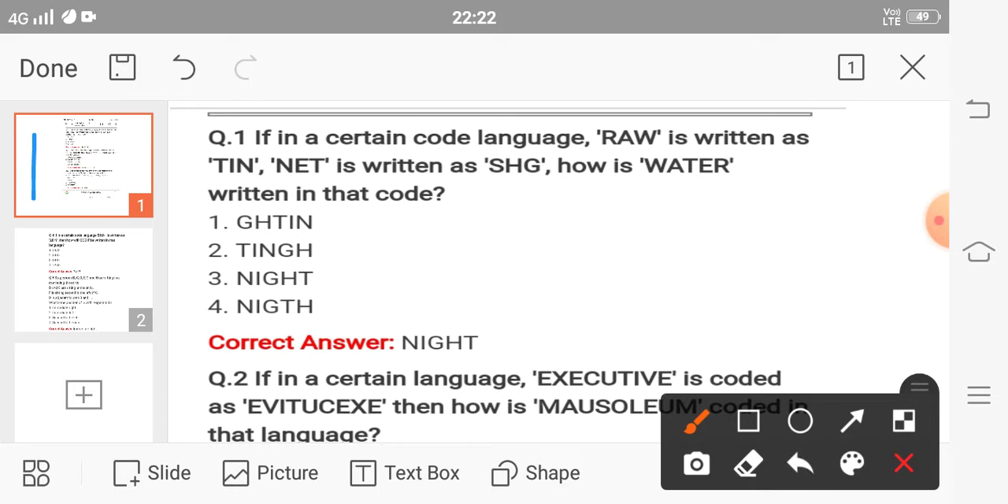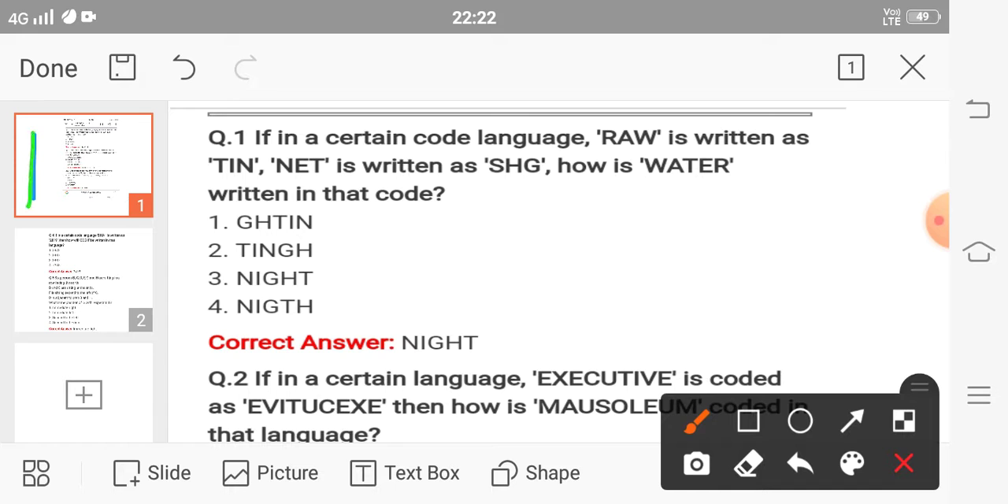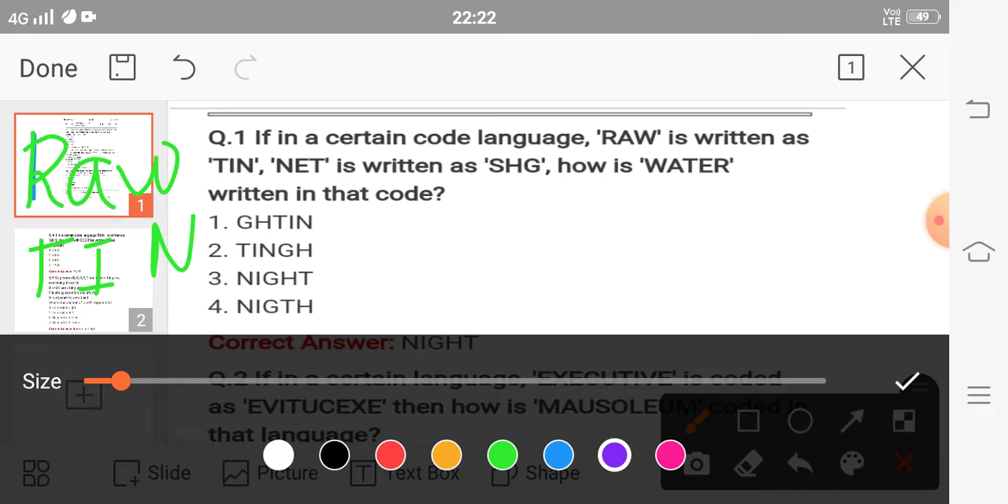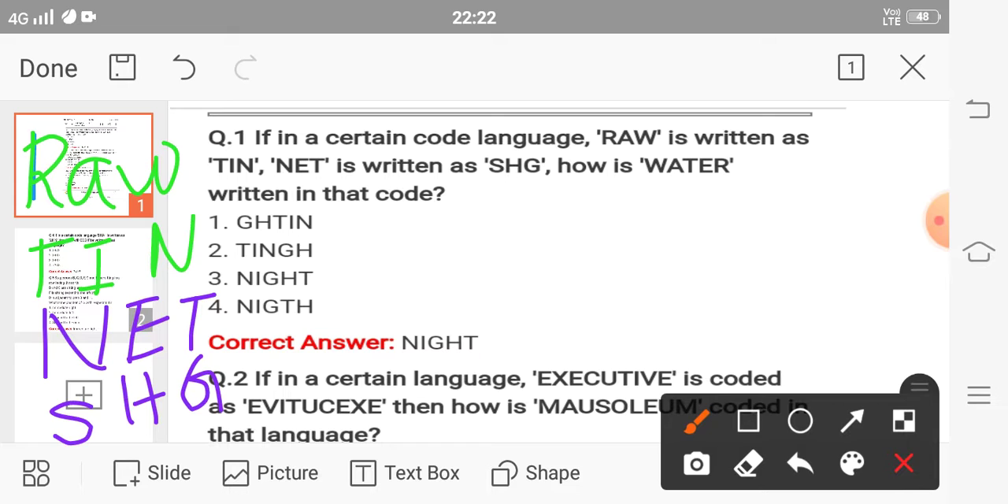First, given that RAW is written as TIN, and the next one is NET, written as SHG. Here, in R's place in the code language is T, in A's place I, in W's place N. In this way, the word WATER.